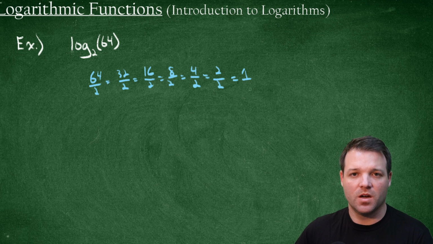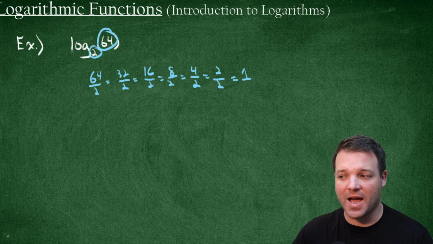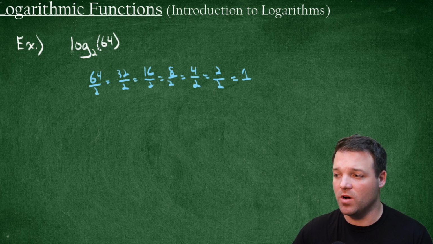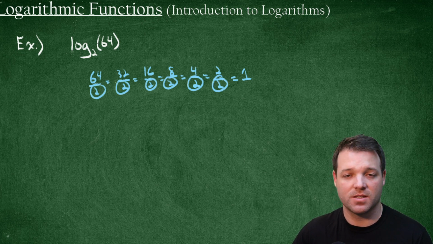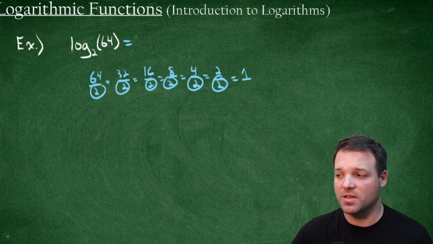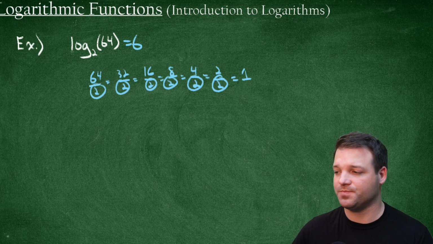All right, now the question is, what is this actually asking? Remember, it's how many times do I divide 64 by the base 2 to get back to 1? Well, how many times was that? Well, that was 1, 2, 3, 4, 5, 6. So this answer is 6. There you go. So log base 2 of 64 is 6.